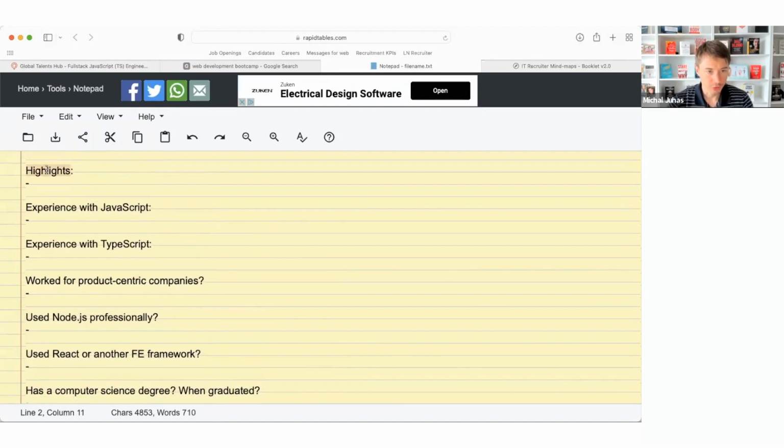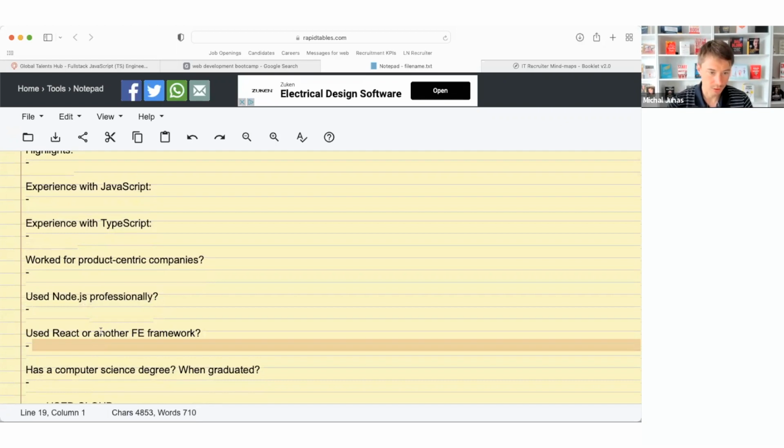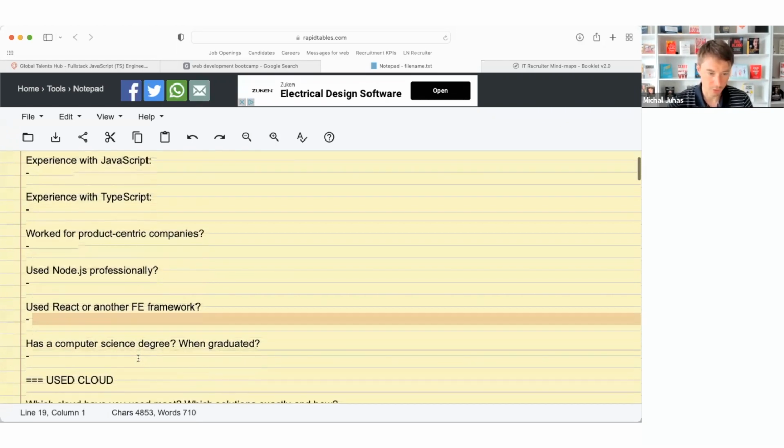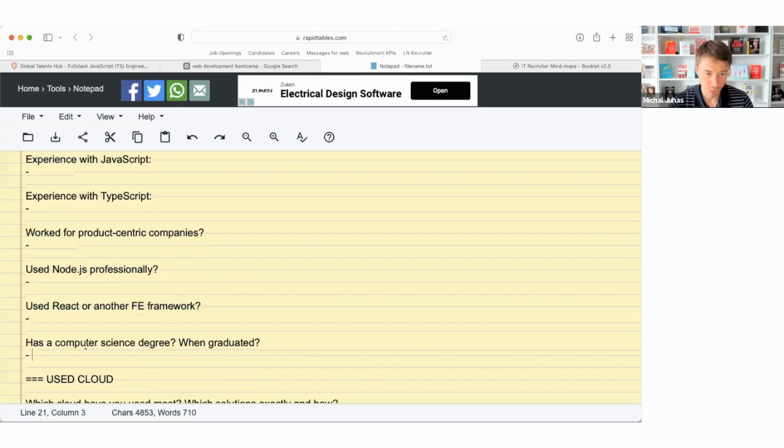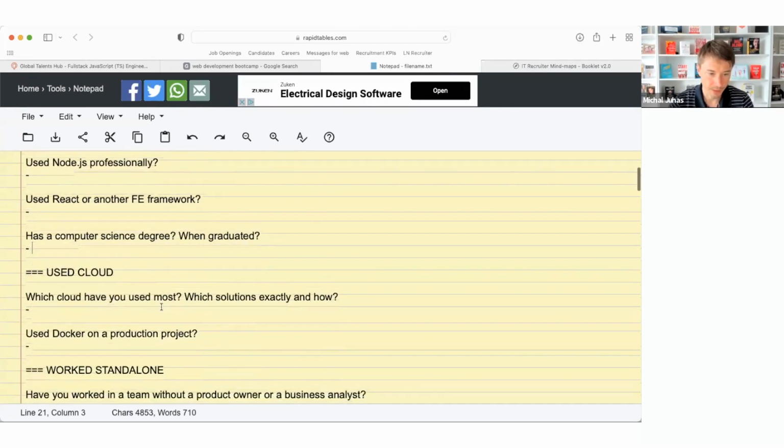Okay, so when we create the candidate report for the manager, usually we go through a set of questions, and these are not really questions; these are like topics to talk about and to write about at the end. So, what is the candidate's experience with JavaScript, with TypeScript? Has this candidate worked for product-centric companies? Has this candidate used Node.js professionally? Has the candidate used React or another front-end framework? Does he or she have a computer science degree? When has he or she graduated?